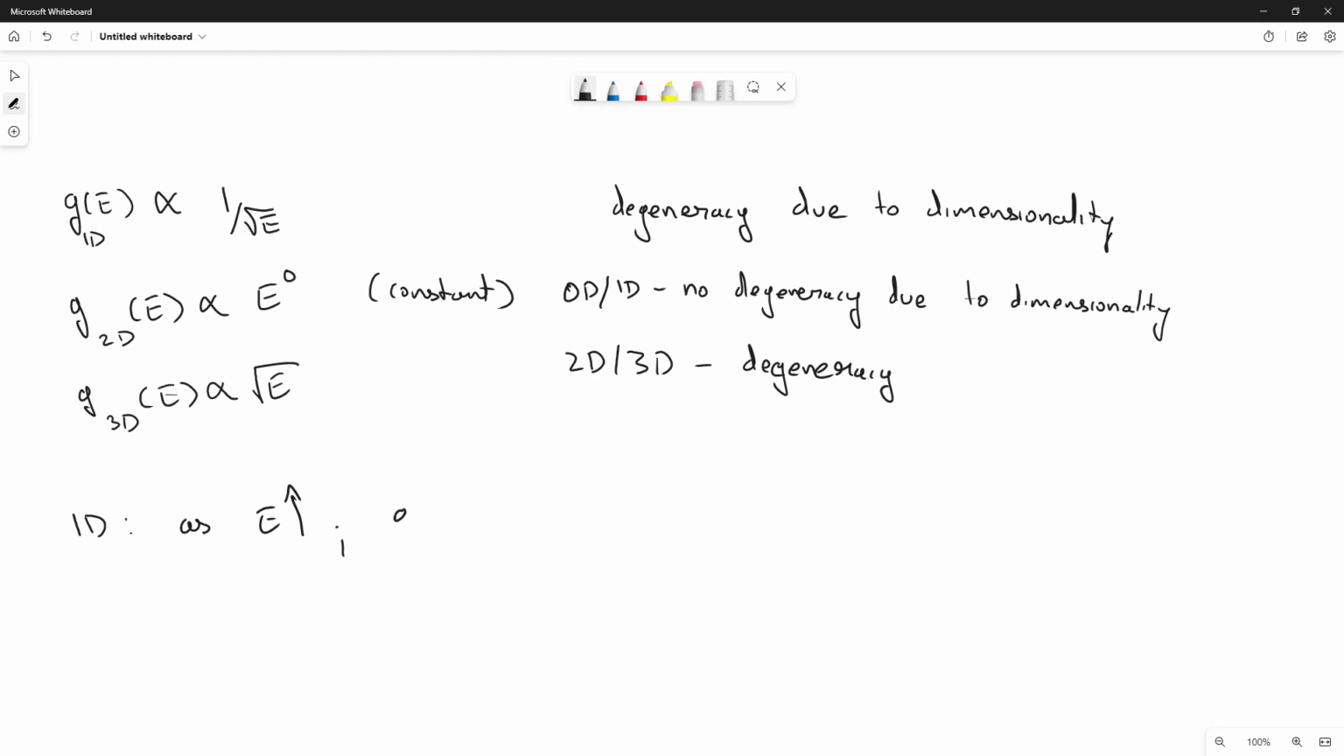Can someone tell me? Essentially what I'm asking is, if E goes up, what happens to G of E? G of E always goes down. If I'm increasing the value of energy, then the density of states will decrease. Okay. So how can we see this?